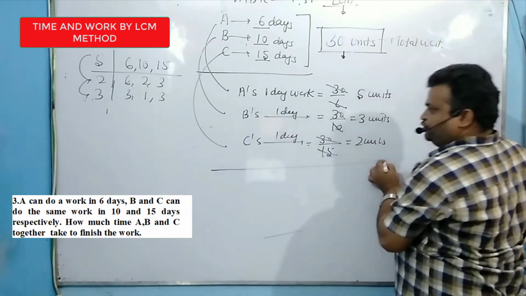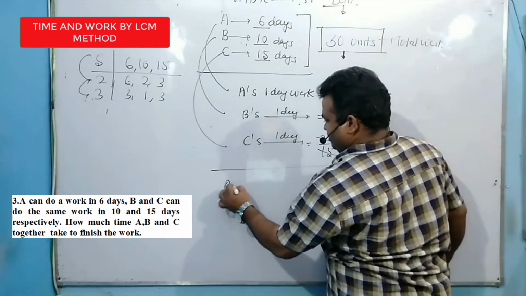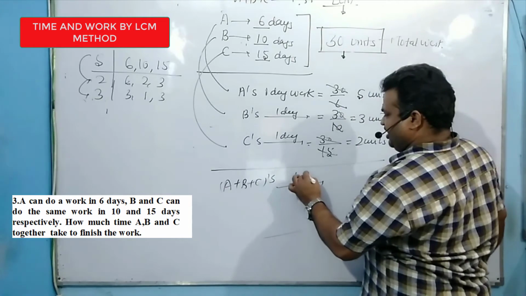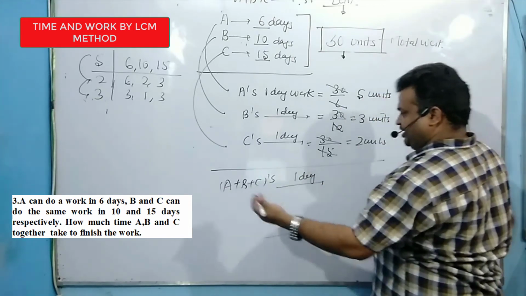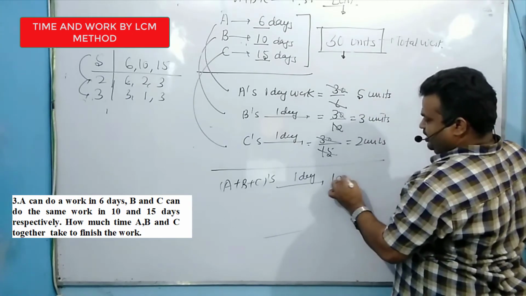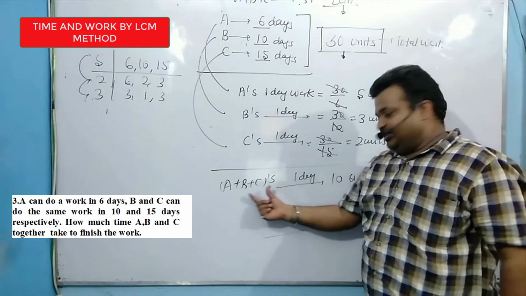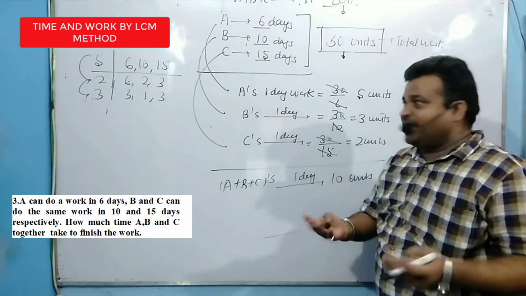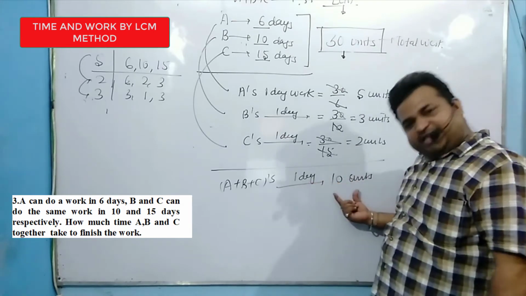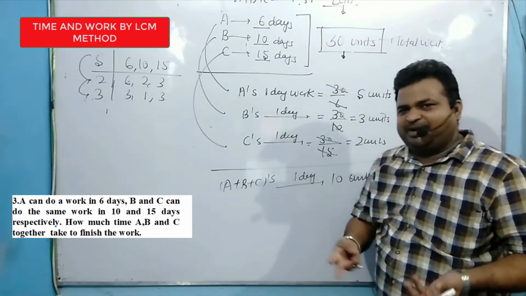Now what does the question ask? The question asks for combined work. So first you add all these one day works: A plus B plus C working together. You add 5 plus 3 is 8, and 8 plus 2 is 10 units. So together they make 10 units per day. The total to make is 30 units. So how much time will they take? They make 10 units in one day and need to make 30, so you can directly find they will take 3 days.